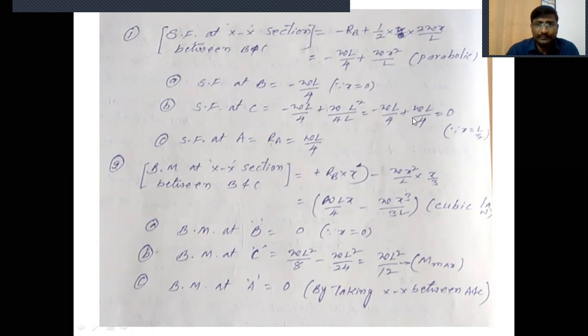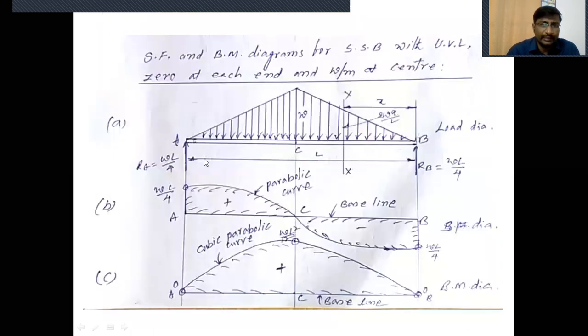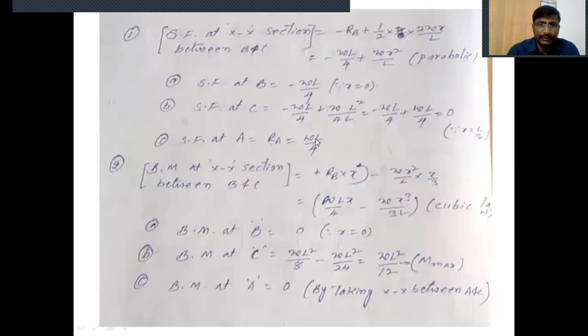Shear force at C, by substituting x is equal to L by 2, we get 0 value. Shear force at A is RA, which is equal to WL by 4. So these are the shear forces at B, C, and A. By using these values, we can draw the shear force diagram, the parabolic shape.